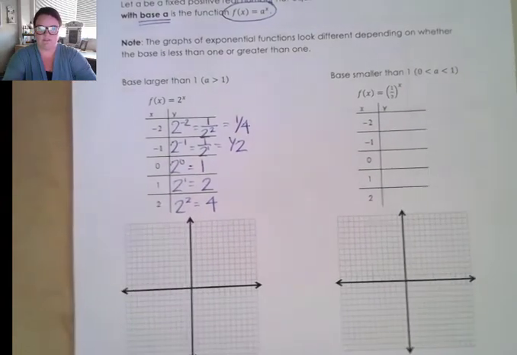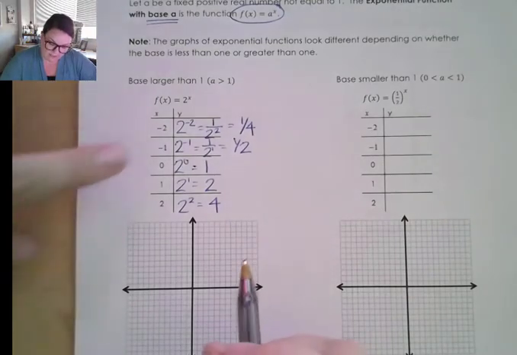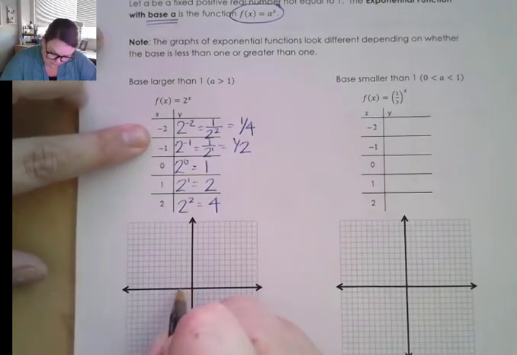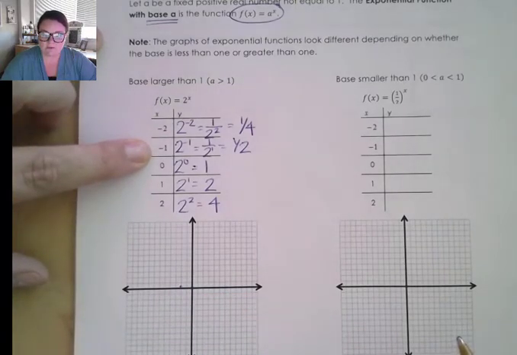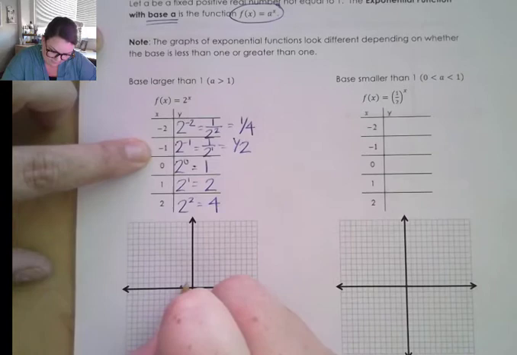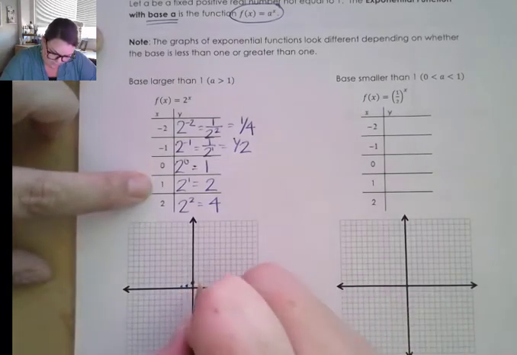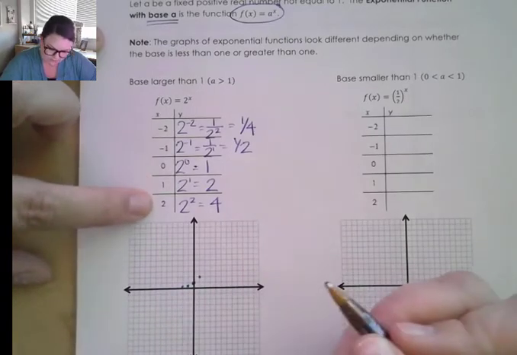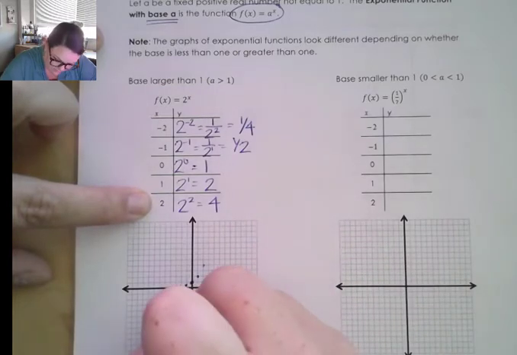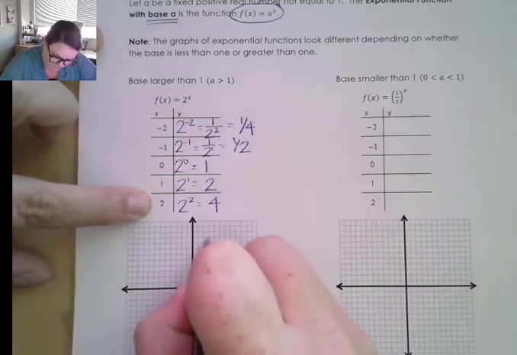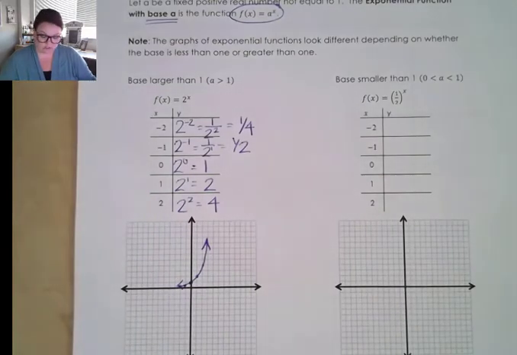Okay, let me see if I can get this a little bit straighter. There we go. All right, so when x is negative 2, I'm at 1/4, which is just above 0. When x is negative 1, I'm up at 1/2. When x is 0, I'm at 1. When x is 1, I'm up at 2. And when x is 2, I'm up at 4. So you can see our function looks something like this, which is an increasing function, right?